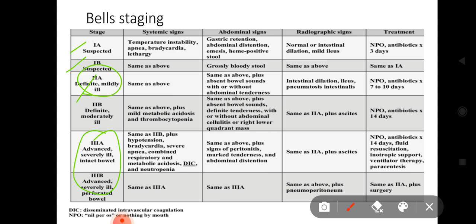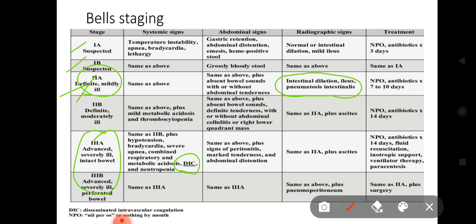So these are systemic signs. Now, DIC is seen in which category? Stage 3A. DIC is seen. Okay. If we go through the abdominal signs, then any important abdominal sign? Radiographic sign: intestinal dilation, pneumatosis intestinalis. This is the important one because it is pathognomonic of NEC, so it is seen in 2A. So in the definite variety, pneumatosis intestinalis is seen in radiographs.